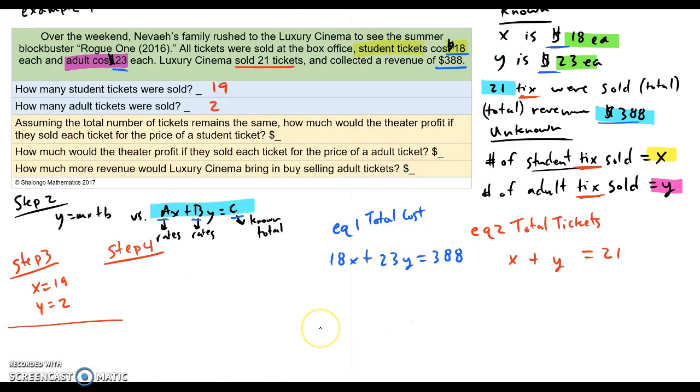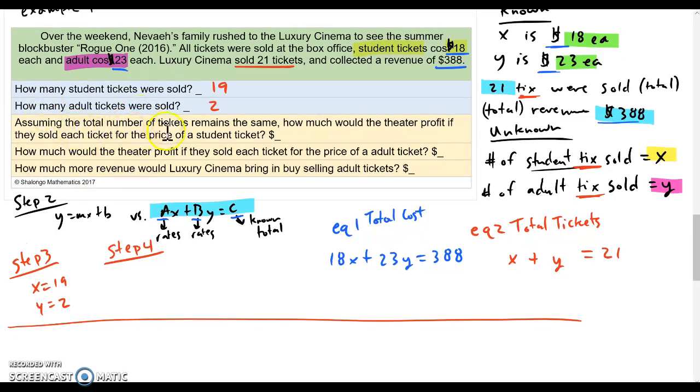Okay, now I'm going to draw a little line right here so that we can answer questions 3 through 5. It says, assuming the total number of tickets remains the same, how much would the theater profit if they sold each ticket for the same price as a student ticket? We know the total number of tickets was 21. If they sold each ticket for the cost of a student ticket, how much would they have made?